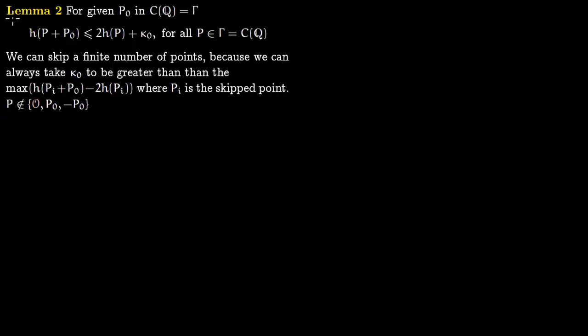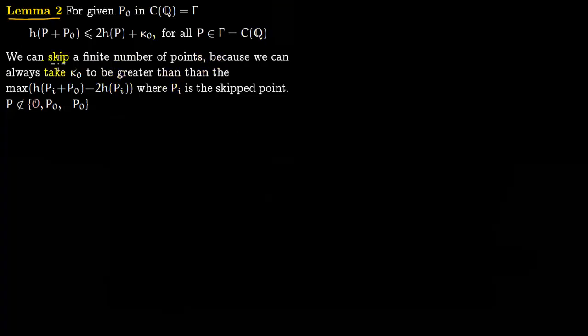So now we prove Lemma 2, which was mentioned in the proof of Mordell's theorem. For any given rational point P0 on our smooth cubic curve, which we denoted by gamma, the height of P plus P0 is less than or equal to twice the height of P plus kappa naught. This is a constant for all points lying on our cubic curve.